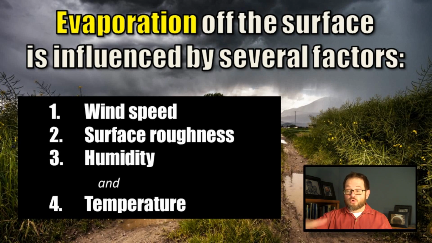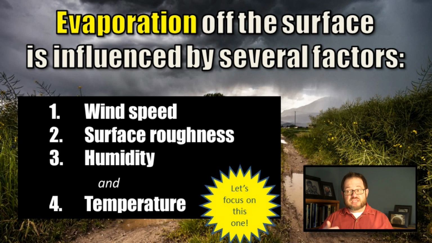The humidity of the overlying atmosphere matters too. There's only so much water vapor the air can hold at any given time, so if the air already is saturated, you don't get a lot of evaporation. And temperature. Temperature of the air, temperature of the ocean, they both matter. In practice, the temperature of the air and the temperature of the ocean tend to be very close to each other. Let's focus, though, on temperature, because that is the one that we most certainly have a connection to greenhouse gases with.